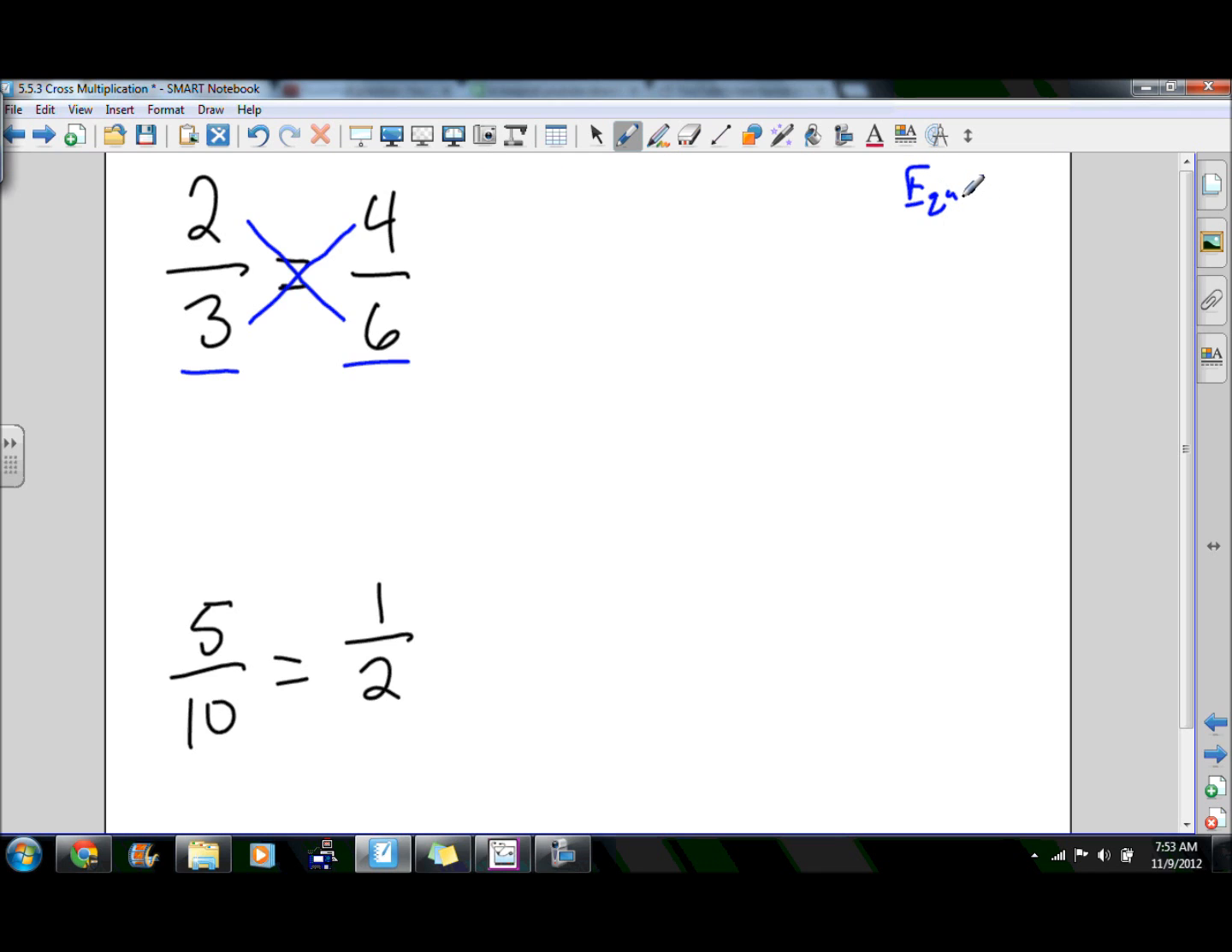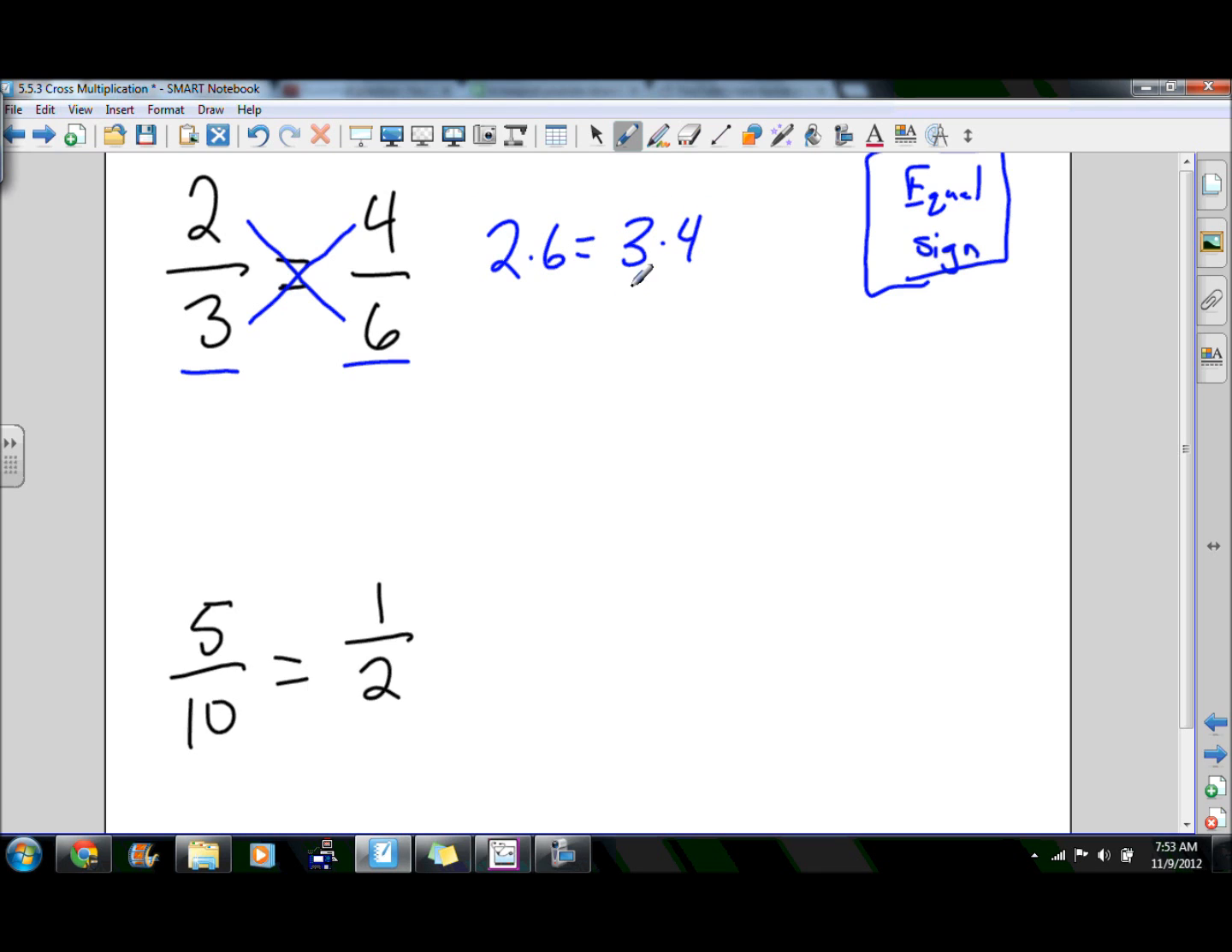In order to do cross multiplication, you must have an equal sign. If there is no equal sign, you cannot do this. So you need to make sure that's marked down in your notes. Anyway, once we go across the equal sign, we multiply across it. So we go 2 times 6, and that equals 3 times 4.